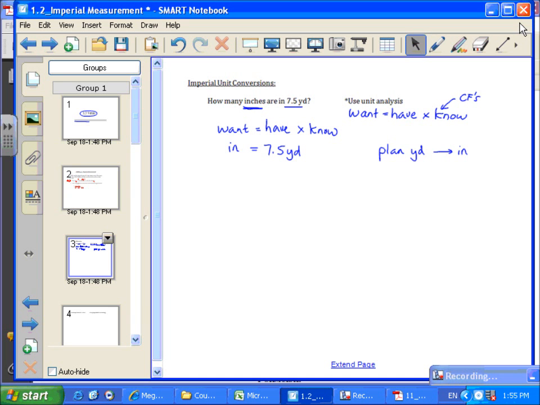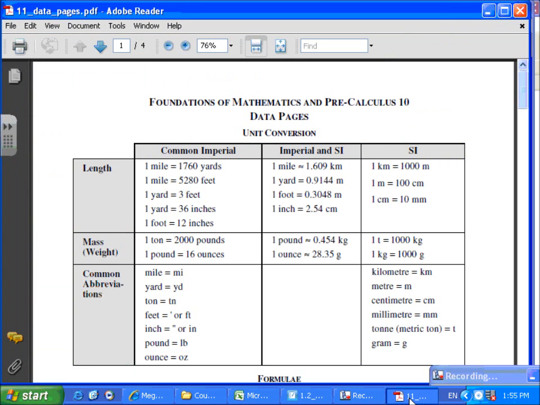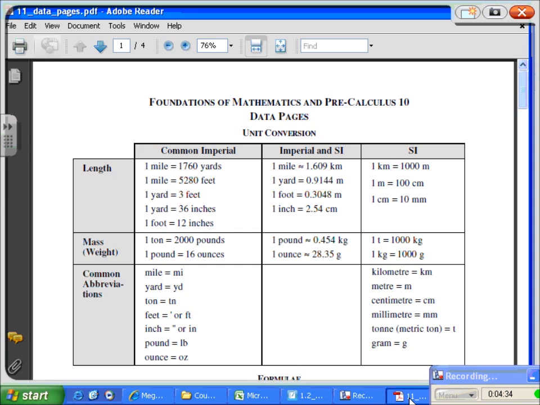Okay, so let's go ahead and have a look at that. There are my conversion factors. I'm looking on the left because I know I'm talking about imperial units. And here's the one that I'm going to use right here. There's one conversion factor: 1 yard equals 36 inches. So this conversion factor will take me from yards to inches in one step. So that's what I'm going to use. 1 yard equals 36 inches.